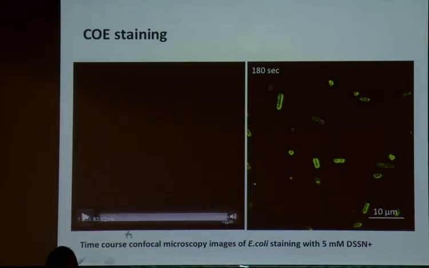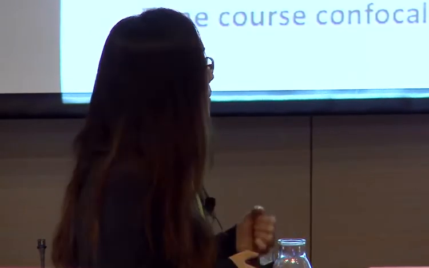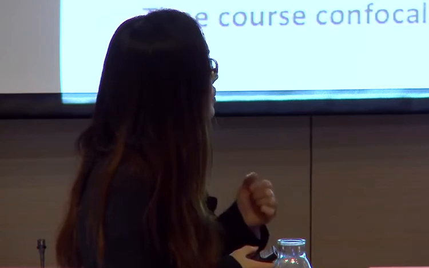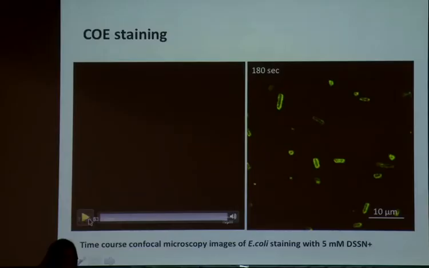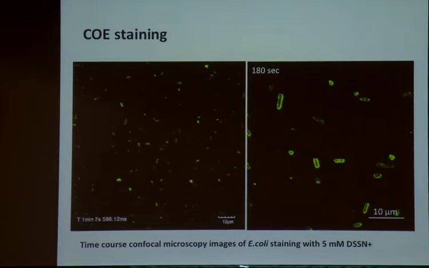So we prepare cells first, and we wash them several times in a buffer solution and put it on a polylysine-coated glass slide. And then we drop 5 micromolar DSSN into the solution. And then we take fluorescent images immediately. And you will see that the staining process started immediately, and it became complete always in about 180 seconds. So it's a very fast process.